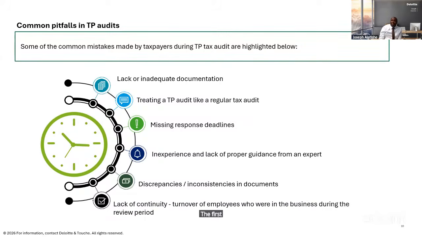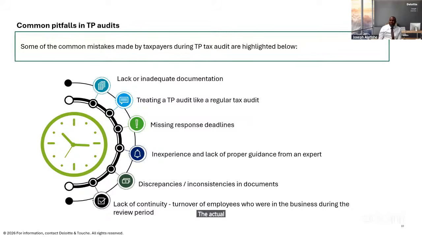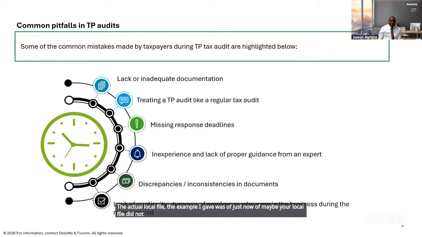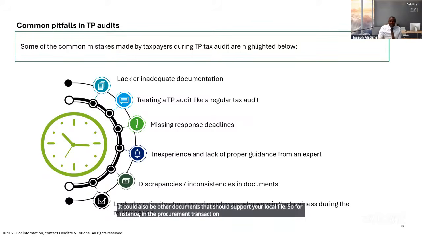The first one is cases where there is lack of or inadequate documentation. The inadequate documentation may be, for instance, the actual local file. The example I gave just now was maybe your local file did not justify your intergroup services, and the benefits that you received. It could also be other documents that should support your local file. So for instance, in the procurement transaction, we talked about documents that the tax authority may ask for. Apart from that, do you have an audit defense file that's made up of every other thing that will prove each of your related party transactions?